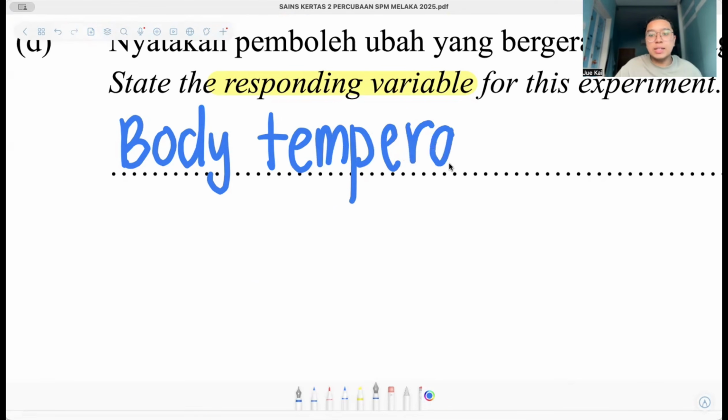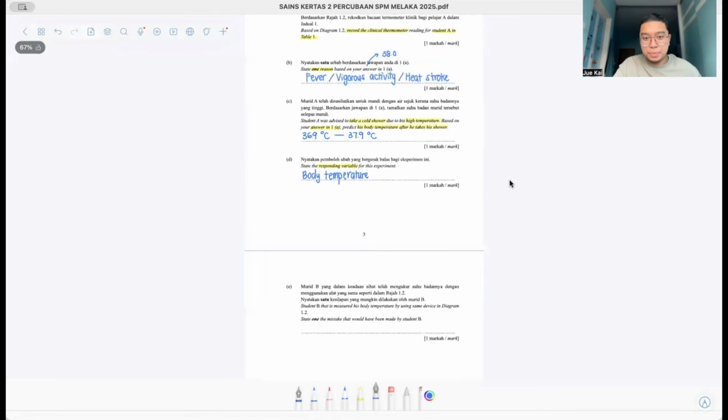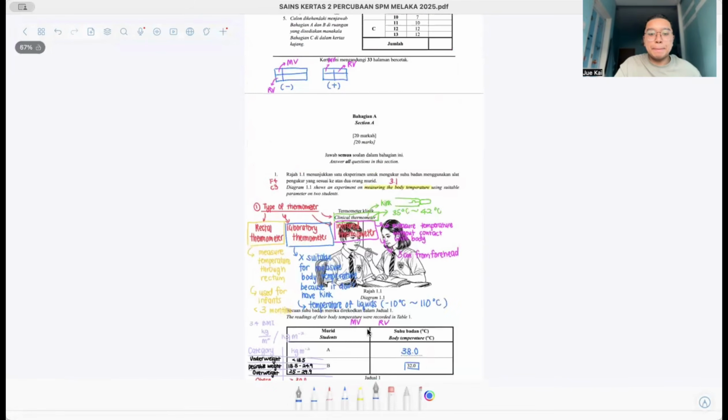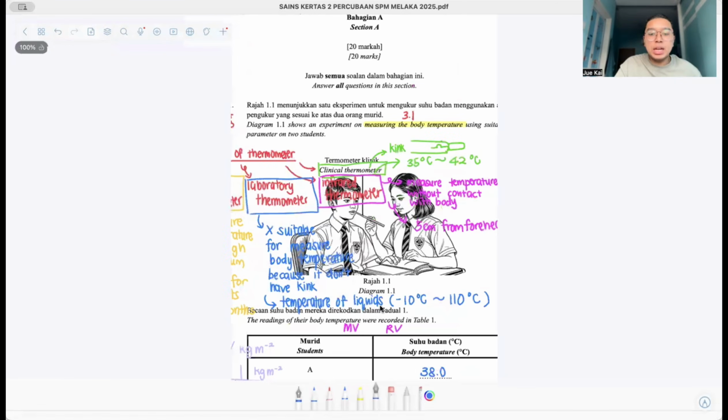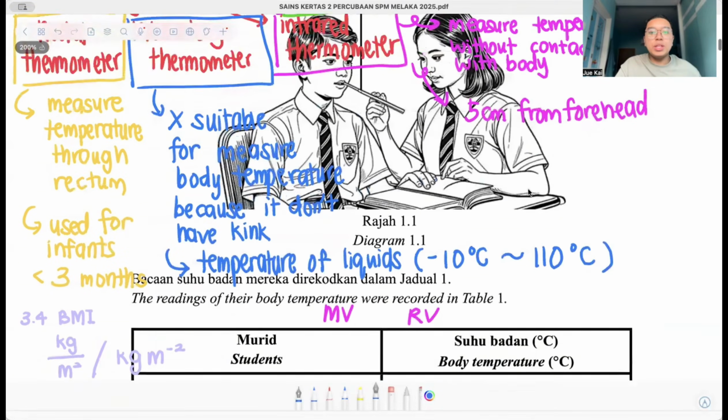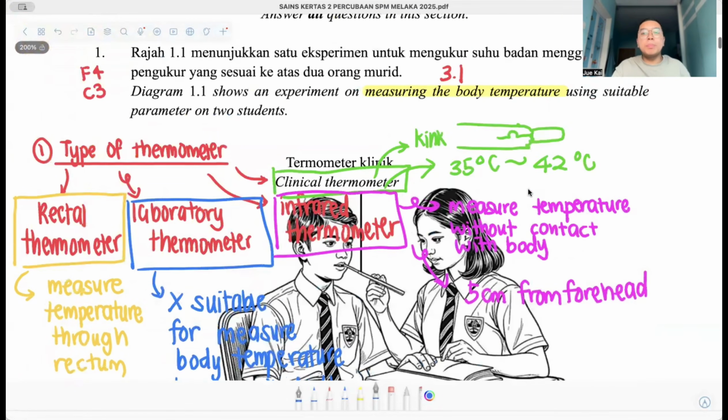They don't accept the answer body temperature. For example, for this paper, if I write body temperature, they don't accept. Let me tell you why. Body temperature, okay, tell me. I'm doing the experiment to measure the body temperature of who? Students. So it will be better if you mention the character.